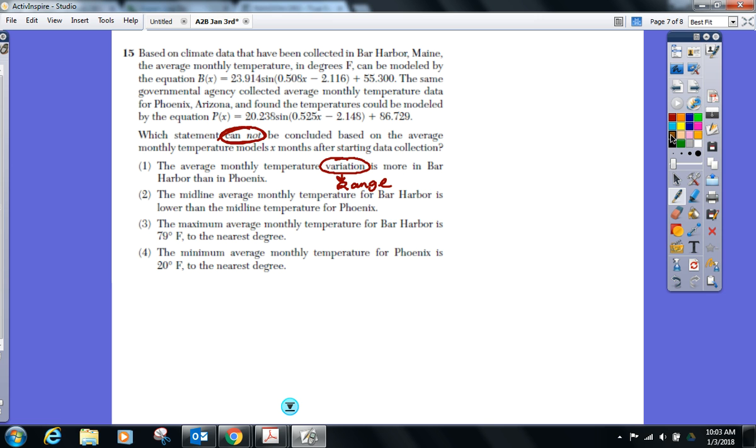How about this one? Remember the good old days? Midline? And we got max and we got minimum. We can get those from the equations. There's an average in a sine graph, the midline, right?